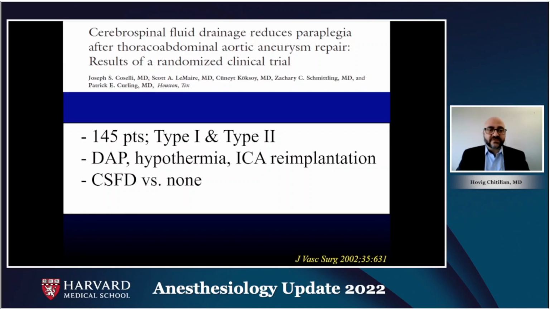It was a randomized controlled trial from Texas Heart, comprised of 145 patients with type 1 and type 2 thoracoabdominal aortic aneurysms. All of the patients received distal aortic perfusion. All of them were allowed to become hypothermic during the case, and all of them had intercostal artery implantation. The groups were randomized to the presence of CSF drainage during and in the post-op period versus no CSF drainage, and they found a substantial reduction in the incidence of paraplegia, 2.6% versus 13%.